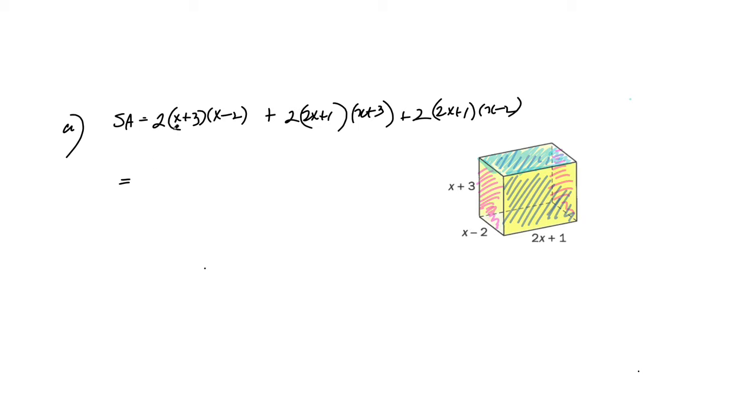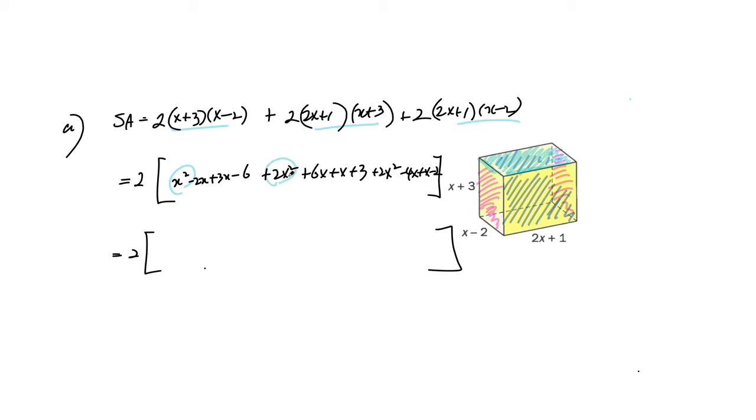We can actually factor out the 2. You can just factor it out and expand just the binomials. I think that'll be simpler. So let's expand this. You get x squared minus 2x plus 3x minus 6. Here you get 2x squared plus 6x plus x plus 3. Here you get 2x squared minus 4x plus x minus 2. Yikes, very long, right?